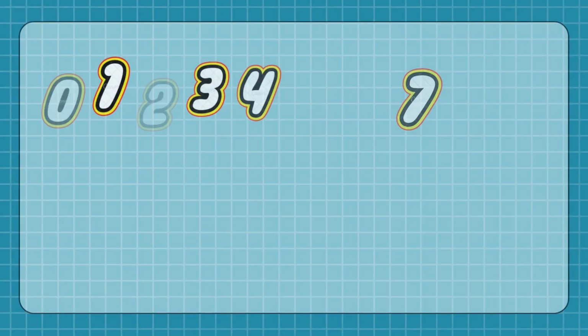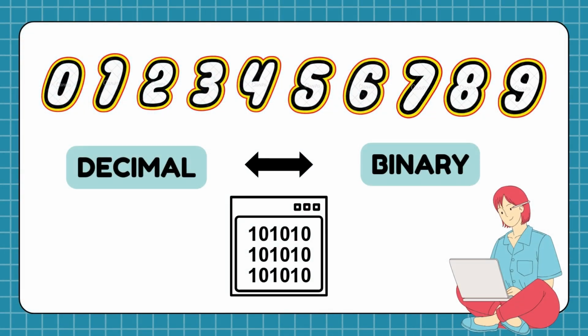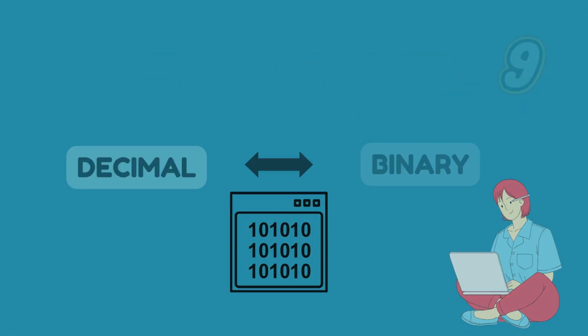Let's get started. First, let's talk about decimal to binary conversion. This is one of the most common conversions you will encounter. The decimal system is what we use every day. It's base 10. But computers, they think in binary, which is base 2. So, how do we convert a decimal number to binary? Well, it's actually pretty straightforward. Let me break it down for you.